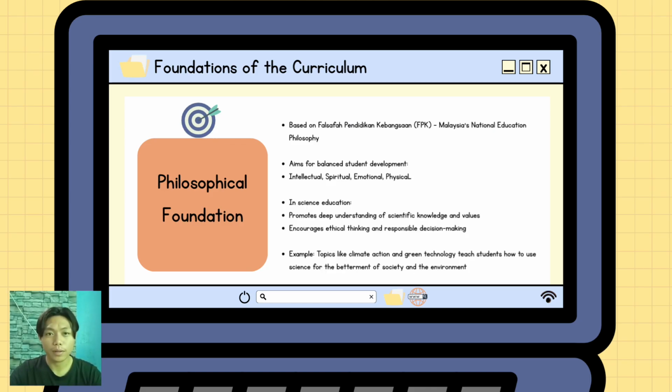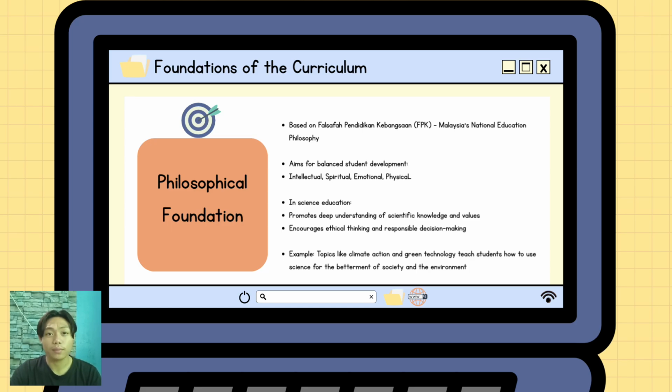Now I will explain about the foundations of the curriculum. The Form 2 Science curriculum is built on three important foundations, that is philosophical, psychological, and sociological. These help shape the way science is taught, making sure it's not just about content but also about developing students as responsible, thinking, and ethical individuals.